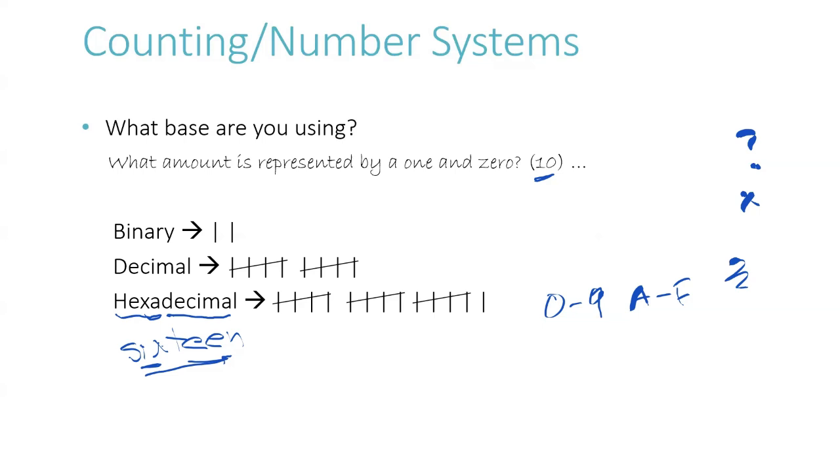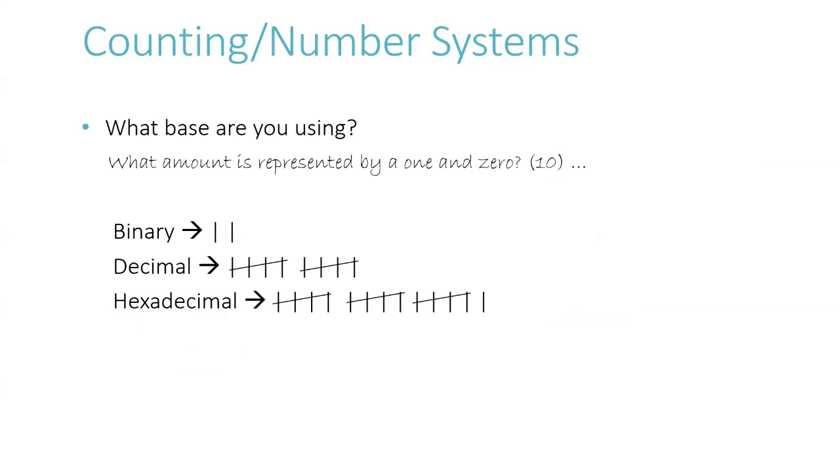So that's a simple shortcut to identify what those Arabic digits are actually representing. If you can figure out the value represented by the 1 and the 0, then you know what system you're in. 1 and 0 in binary is 2. Binary means 2. 1 and 0 in decimal is 10. Decimal means 10. 1 and 0 in hexadecimal is 16. Hexadecimal means 16. So it's a nice little correspondence there.